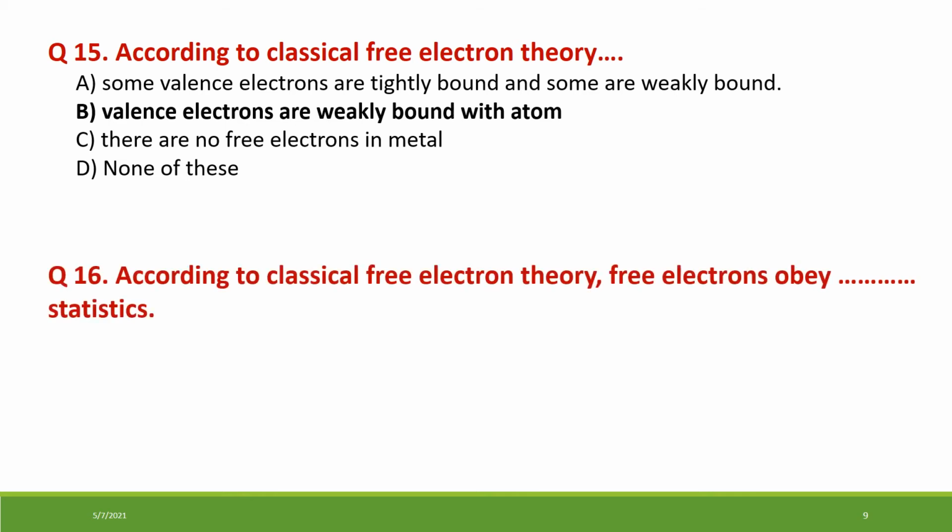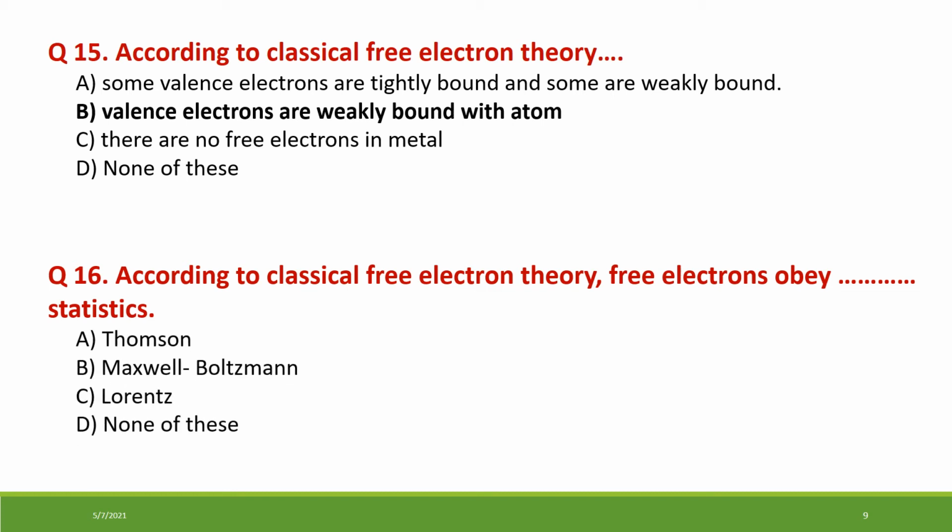Now question 16 is, according to the classical free electron theory, free electron obeys dash dash dash statistics. So options A, Thomson, option B, Maxwell-Boltzmann, option C, Lorentz, option D, none of these. And according to the assumption of classical free electron theory, free electron obeys the Maxwell-Boltzmann statistics.